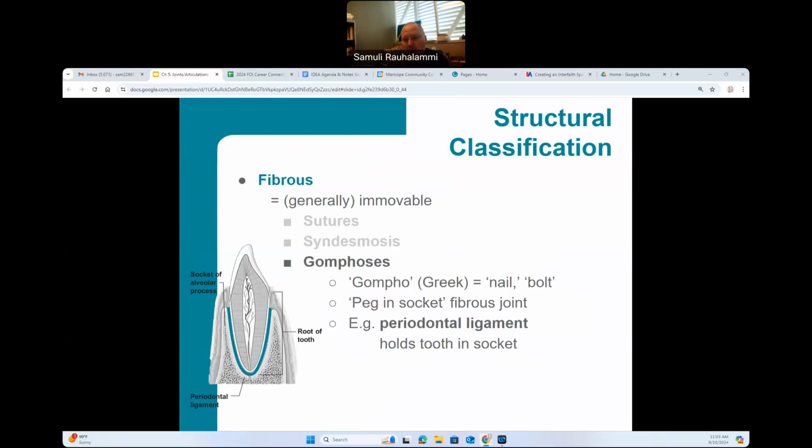The third fibrous joint type that I wanted to talk about is gomphoses. These are again immobile joints. The word comes from a Greek word for nail or bolt, and these are very much peg-in-a-socket kinds of joints. The example I provided here is where the teeth meet the facial bones and form that nice socket where the teeth can anchor.